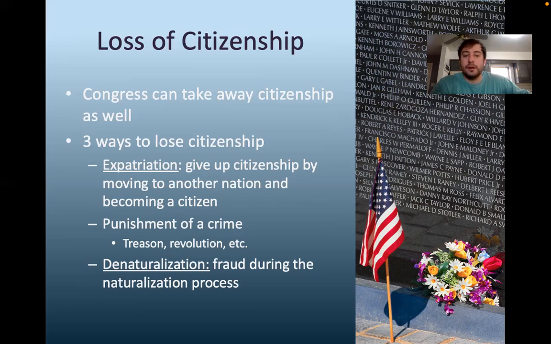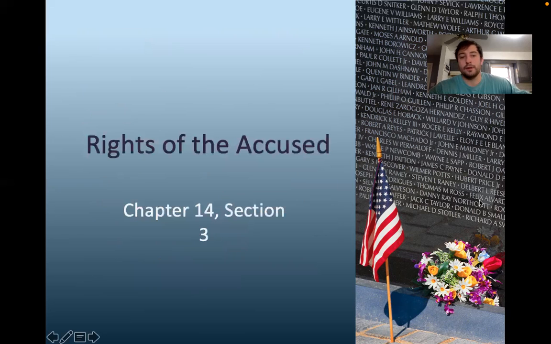Denaturalization, so fraud during the naturalization process. This could be age, this could be where you're coming from. All right, this could be maybe children you might have. This could be an occupation that you might have, any type of thing, a different name, a different alias. If that is caught, then, well, you're going to lose citizenship. You won't be gaining citizenship in the country.